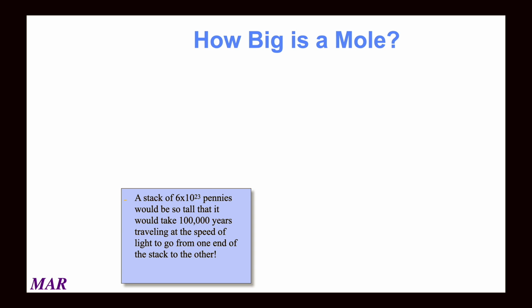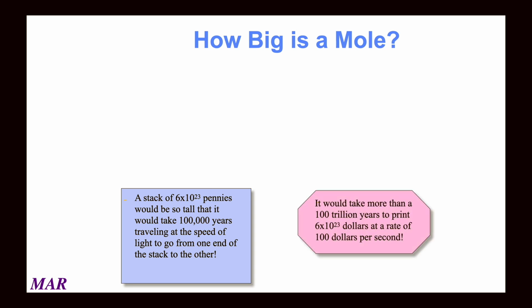So let's say that we had a stack of 6 times 10 to the 23rd pennies. It would be so tall that it would take 100,000 years traveling at the speed of light to go from one side of the stack to the other. So, whoa, I like science fiction a lot, and that's just like a crazy amount of time. So this is a lot of pennies, all right? You don't really necessarily want to have 6.022 times 10 to the 23rd pennies. It would be pretty big.